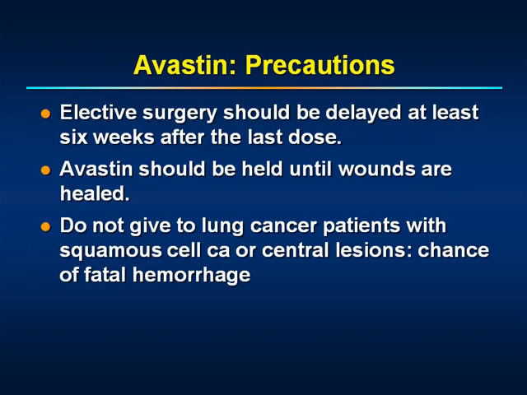Now, one must be aware of precautions, and this is important when you're seeing a patient on the floor because you need to know this. You need to be aware if the patient has been receiving Avastin. Elective surgery should be delayed at least 6 weeks and preferably 8 weeks after the last dose. Monoclonal antibodies in general have a half-life of about 3 weeks, and so it really has a significant amount still in the circulation at 6 to 8 weeks. Avastin should also be held until previous surgical wounds are healed, and it should not be given to lung cancer patients with squamous cell carcinoma or central lesions, since there's a significant risk of fatal hemorrhage in those patients.